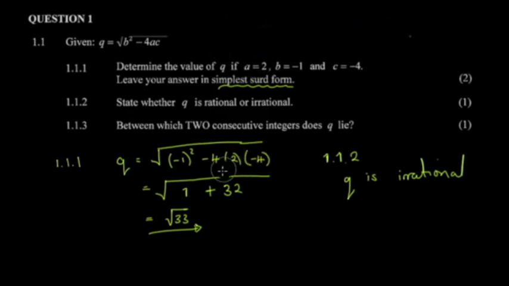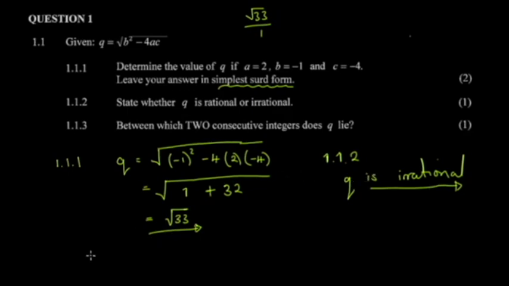Okay, so Q here, we cannot do that. Square root of 33 simply means square root of 33 over 1, of which here we cannot express this in terms of a natural number, in terms of an integer. So that's where the problem is, and that's why we conclude that Q is irrational. So you just note right now the difference between rational and irrational numbers.